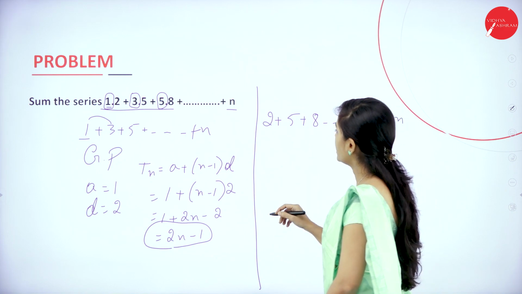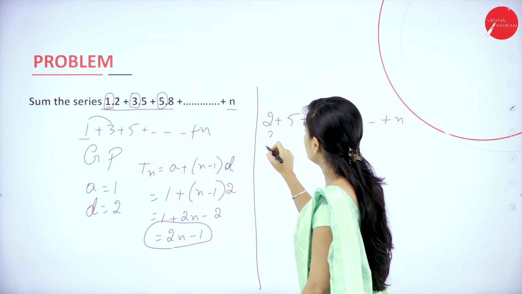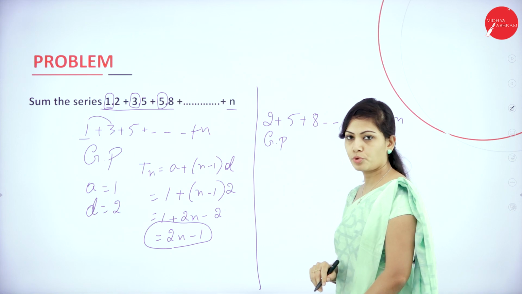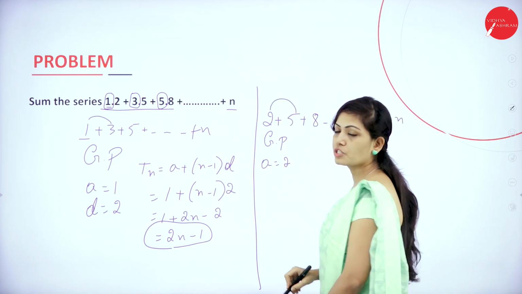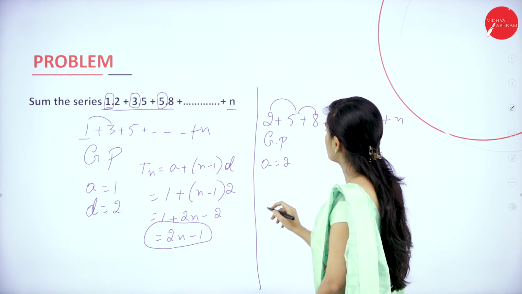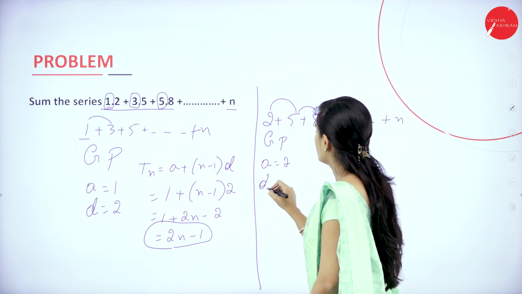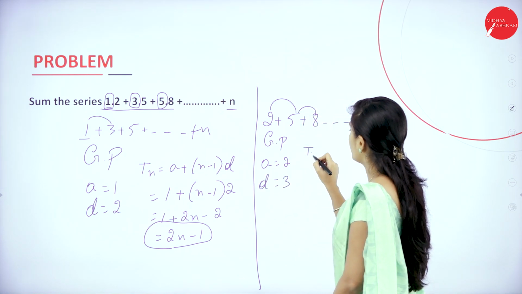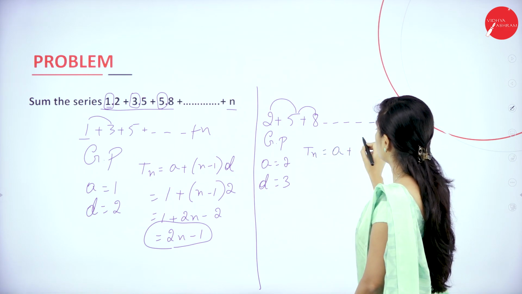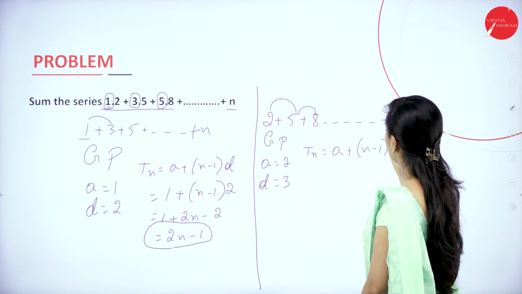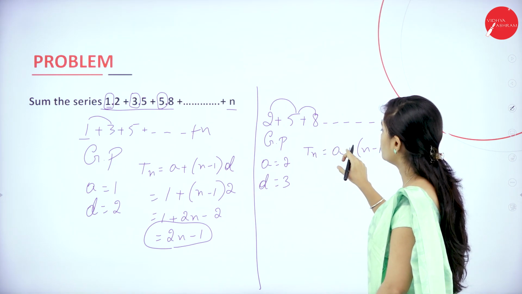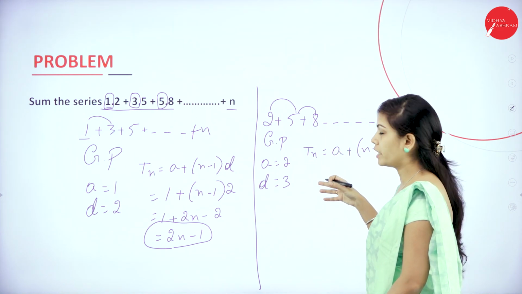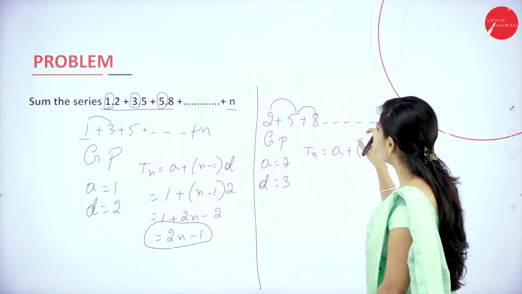And for the next term, here again I will apply the progression. So A is equal to 2, and 5 minus 2, the difference is 3. 8 minus 5, the difference is 3. So D is equal to 3. So again write this formula, A plus n minus 1 into D. This is the progression formula. Tn is equal to, so which term are you finding? Here I am finding the nth term.